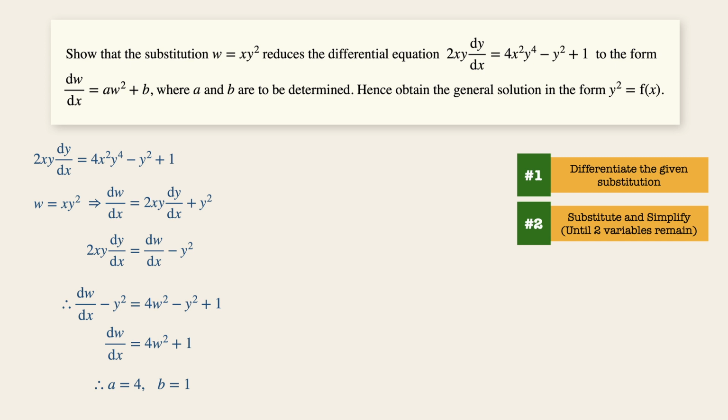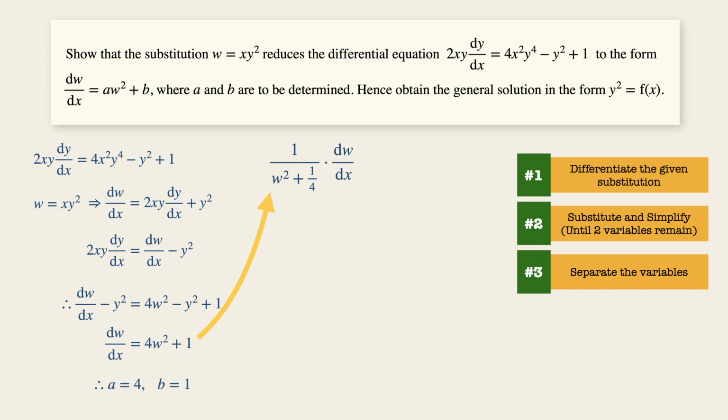Now in step number 3, where we are also answering the second part of the question, let's try to obtain the general solution now by separating the variables. Now if you are not sure about how to do this separation of variables, do check out the video in the link below where I'll show you a guide on how to do that. Now by separating the variables, we are going to put w squared plus 1/4 on the left and leaving the 4 behind on the right hand side.